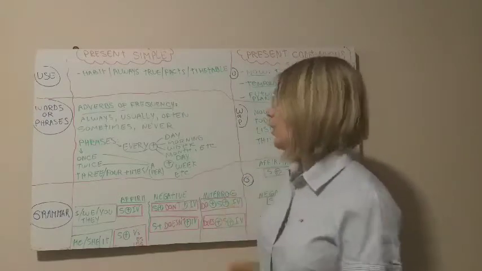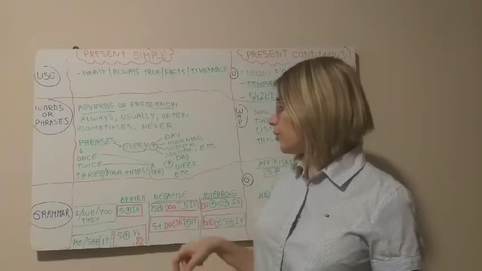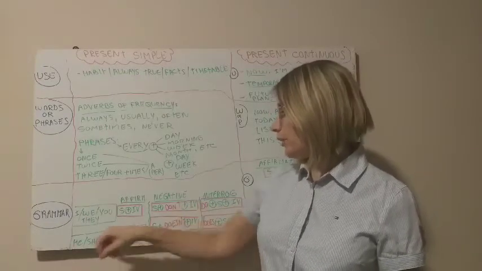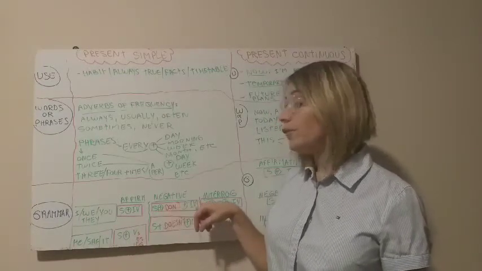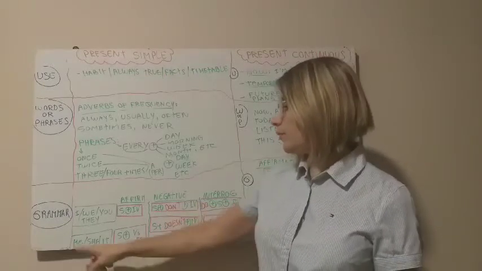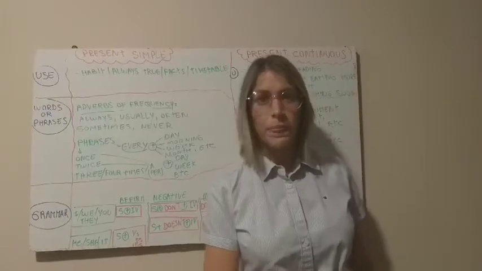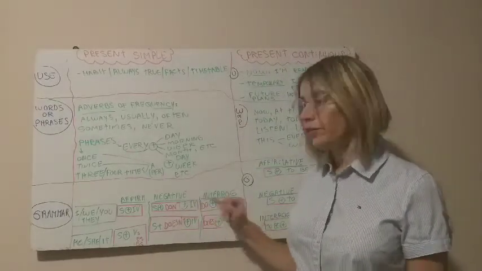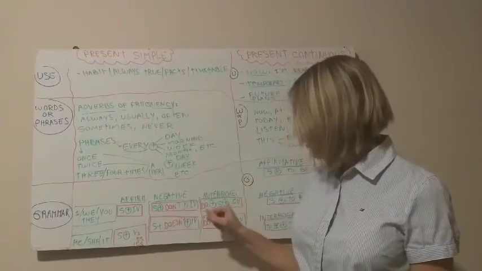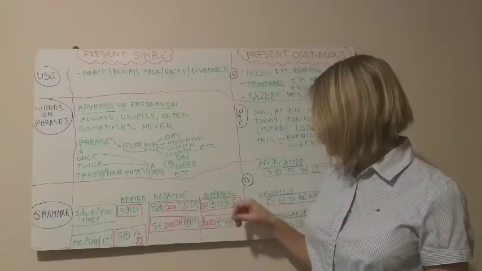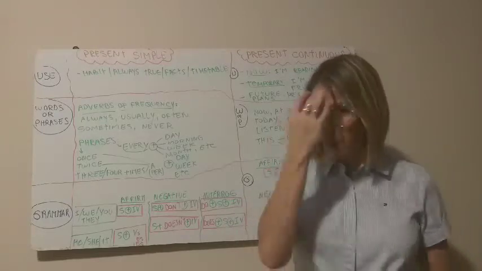Okay. In the negative form, you're going to write don't for this group and doesn't for this. Subject, don't, infinitive verb, subject, doesn't, and infinitive verb for he, she, it. And in the question, you are going to write first of all do or does, the auxiliary, and after that subject, and infinitive verb in both cases.